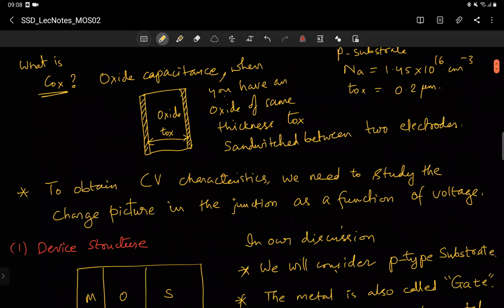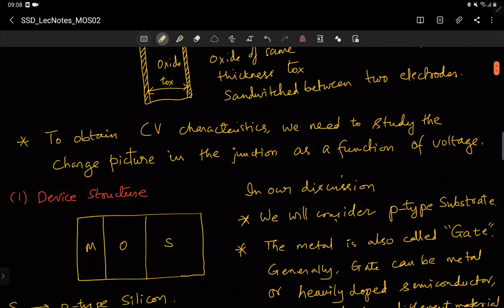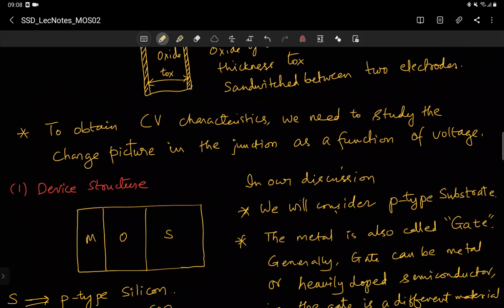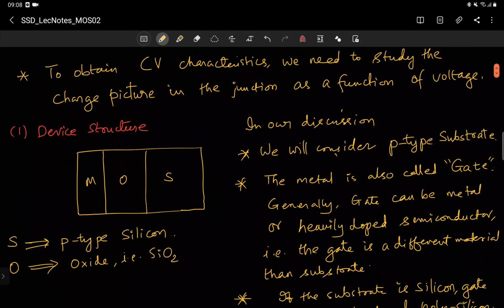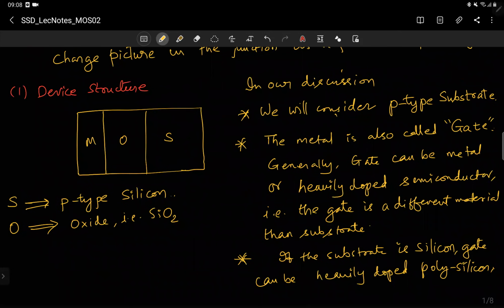To obtain CV characteristics, we need to study the charge picture in the junction as a function of voltage. As I've said, voltage is the operating point, so we need to study the charge picture at different voltages. Before we move on to the charge picture, we should first understand the device structure a little more in detail. So that is this device structure.